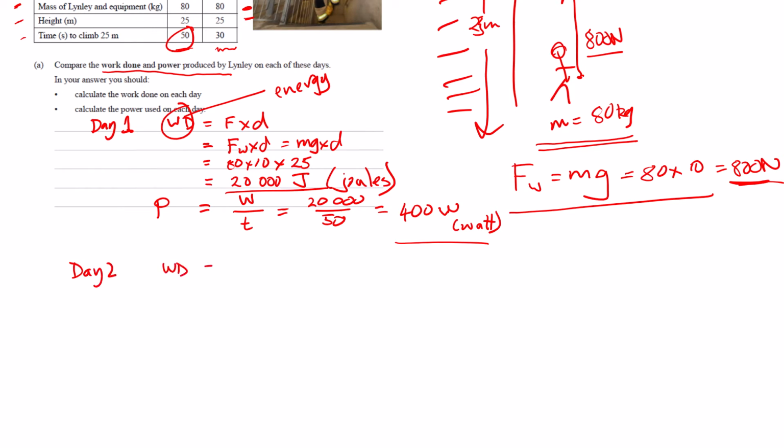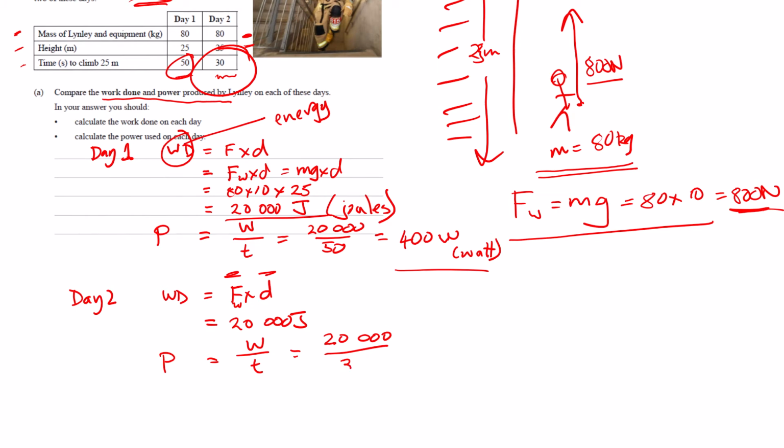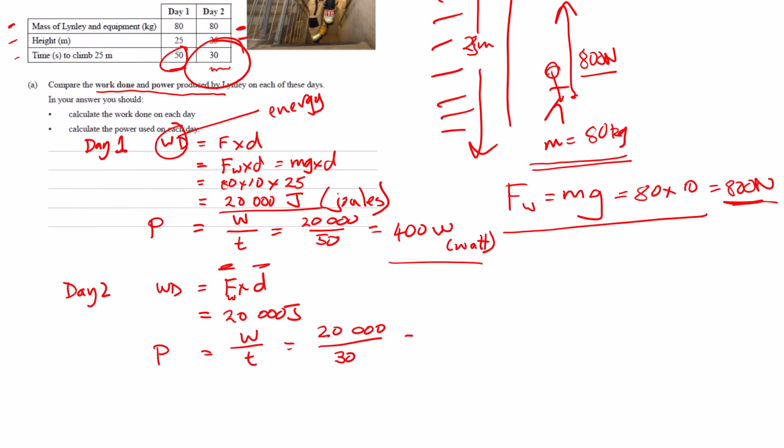On day 2, work done is equal to force times distance. Her weight force is the same, the distance is the same, so the work done is going to be the same, 20,000, and again it's energy, it's in joules, and power is the work divided by the time. The work is the same, 20,000 joules, but now we can see she's done it in 30 seconds, so the power is going to be 20,000 divided by 30 equals 667 watts.